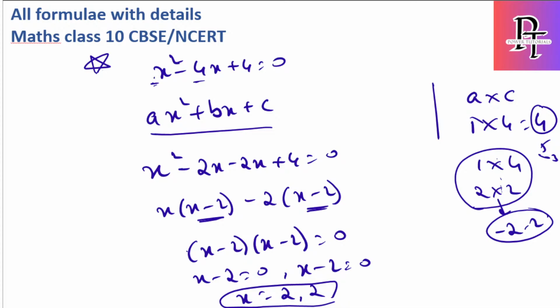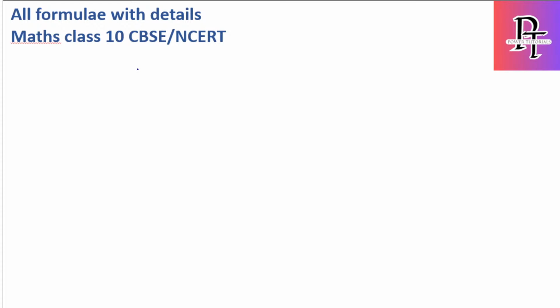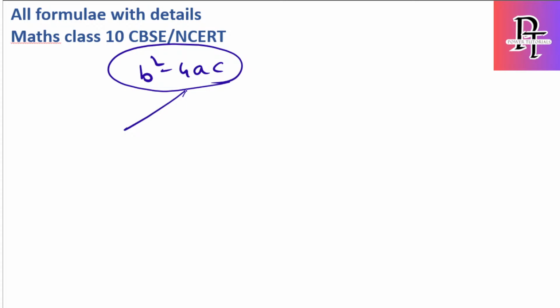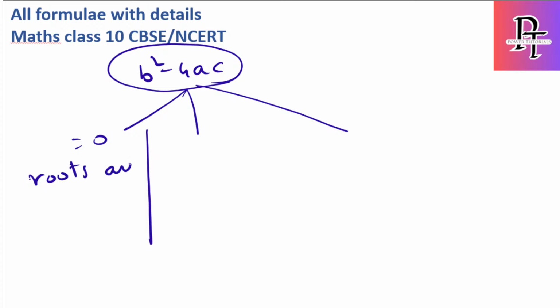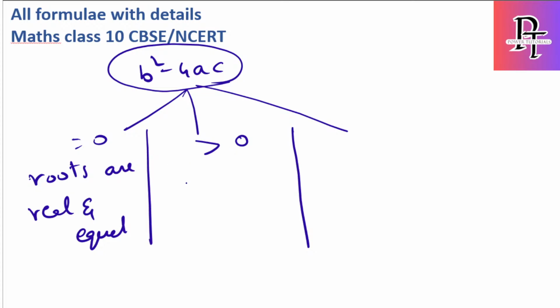Okay, so the next important formula from this chapter is regarding the b square minus 4ac value. With this we have three cases. If this is 0, then the roots are real and equal. If b square minus 4ac is greater than 0, then real and distinct. If b square minus 4ac is less than 0, we call them imaginary.